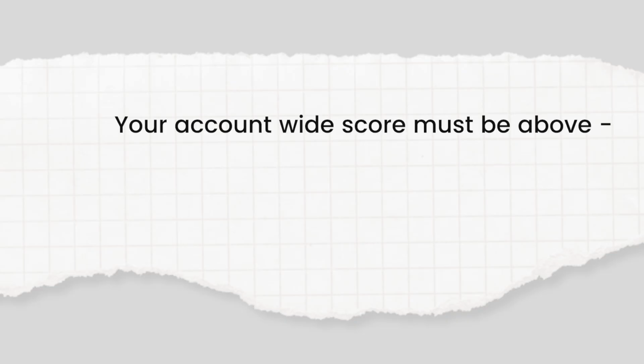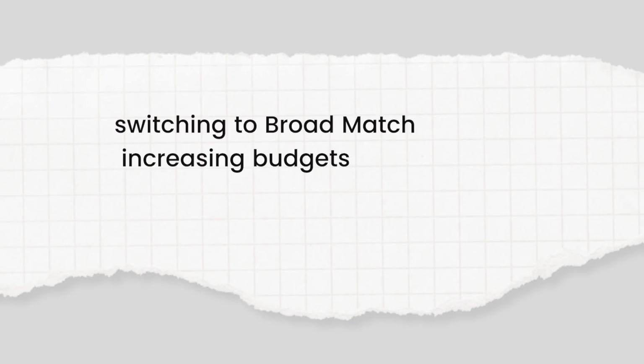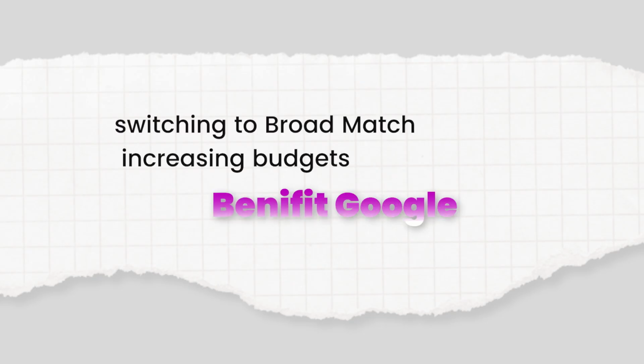Google tracks your optimization score. To maintain partner status, your account-wide score must stay above 70%. Not every Google recommendation improves client profitability. Some suggestions, like switching to broad match or increasing budgets, may benefit Google more than the client.